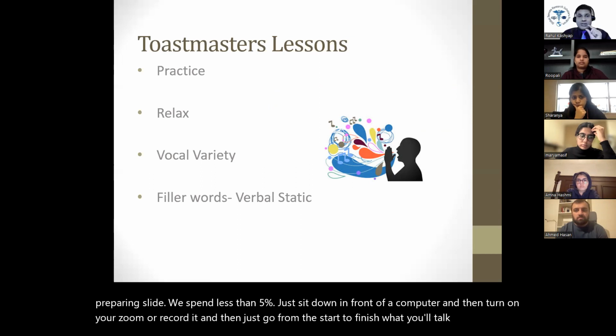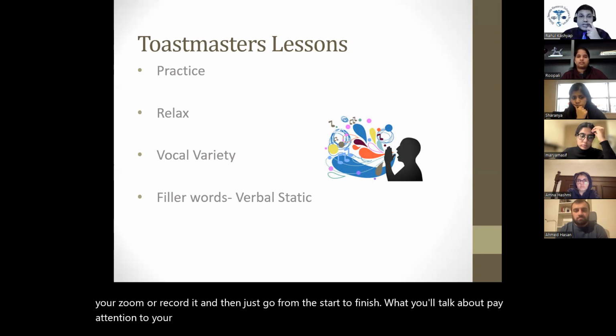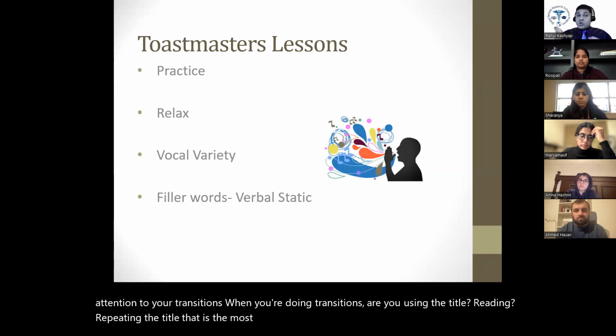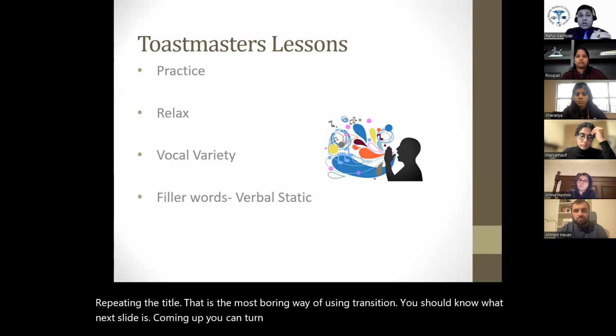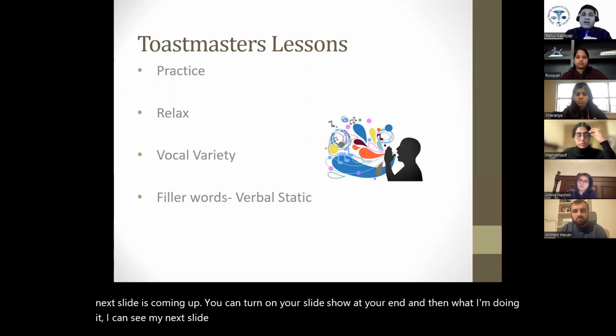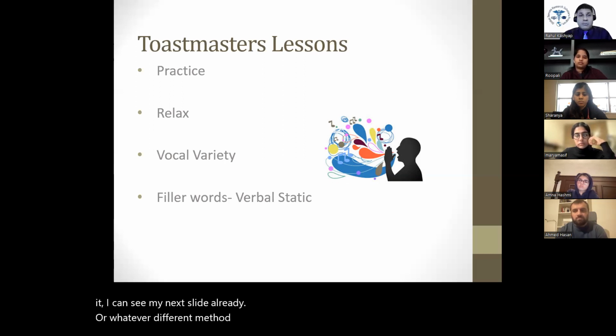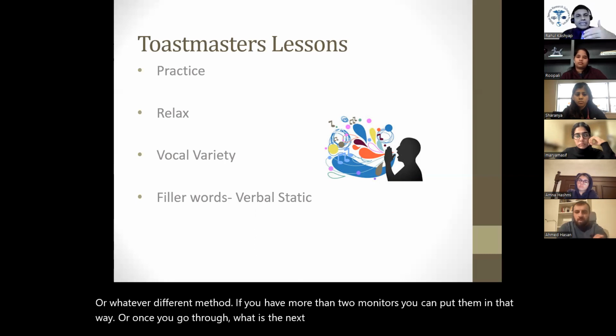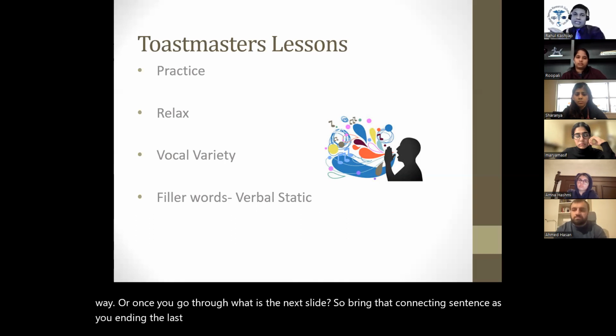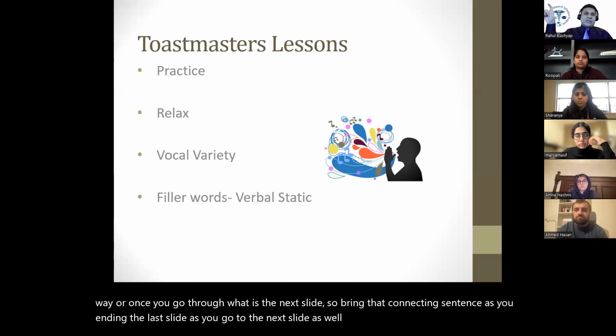Pay attention to your transitions. When you're doing transitions, are you repeating the title? That is the most boring way of doing a transition. You should know what next slide is coming up. You can turn on your slideshow so you can see your next slide already, or use a different method. If you have more than 2 monitors, you can set them up that way, or once you go through it, you know what the next slide is. So bring a connecting sentence as you end the last slide and go to the next slide. Don't repeat the title of the slide.